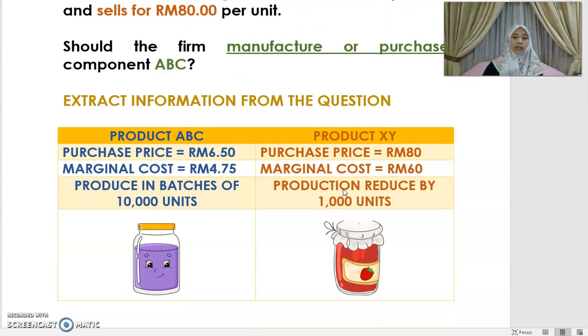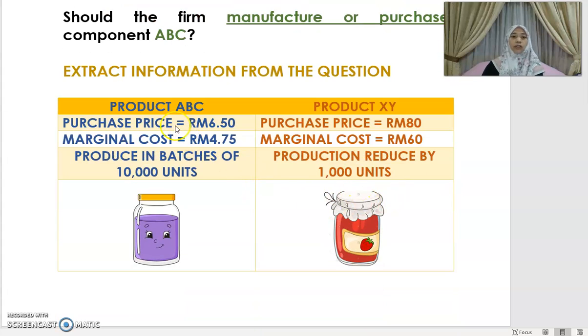So I just extract the information from the question. So you have product ABC. You want to decide whether you want to manufacture or purchase ABC. So if you purchase ABC, the purchase price would be 6 ringgit and 50 cent per unit. The marginal cost is 4 ringgit and 75 cent, and you produce ABC in batches of 10,000 units.